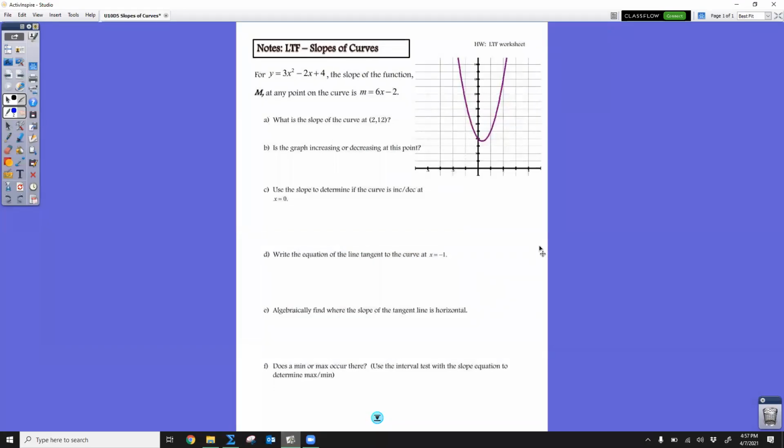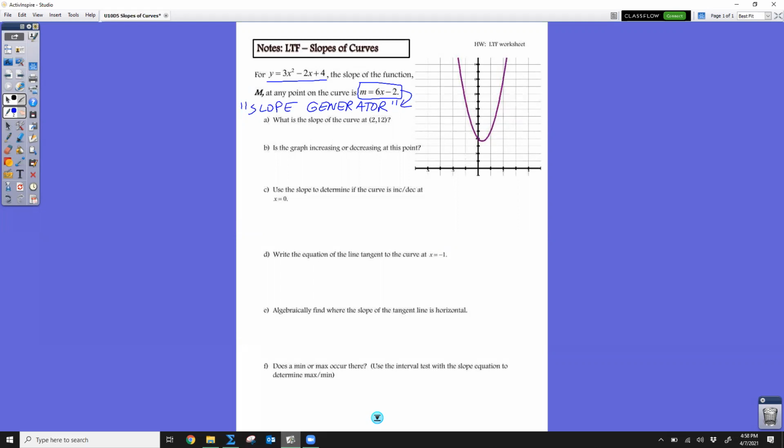All right, let's do a quick video on slopes of curves. So we have an equation given, y equals 3x squared minus 2x plus 4, and its corresponding graph on the right over here is a parabola. And what we're saying is the slope of the function m at any point on the curve is determined by this: m equals 6x minus 2. What I'm going to call that right now is the slope generator. So that m equals 6x minus 2 is what we call the slope generator.